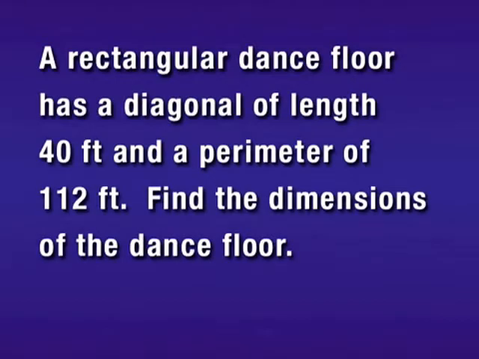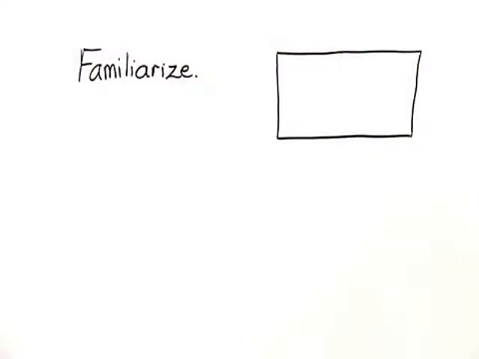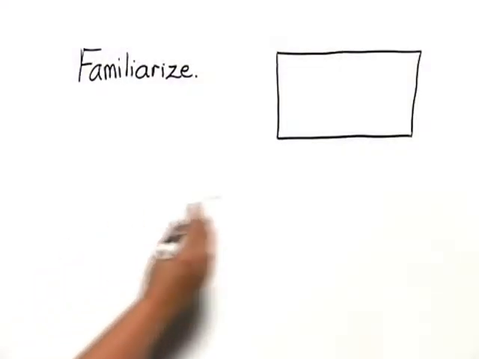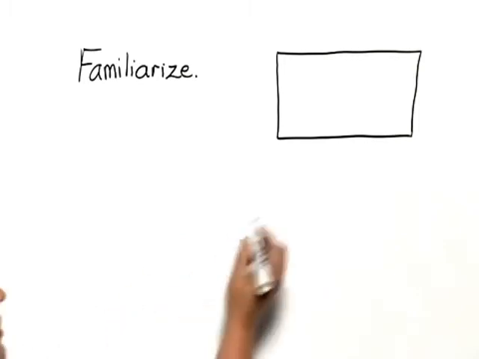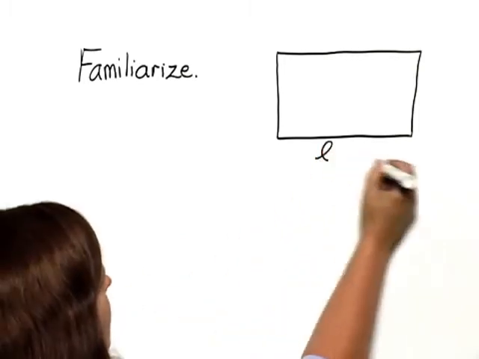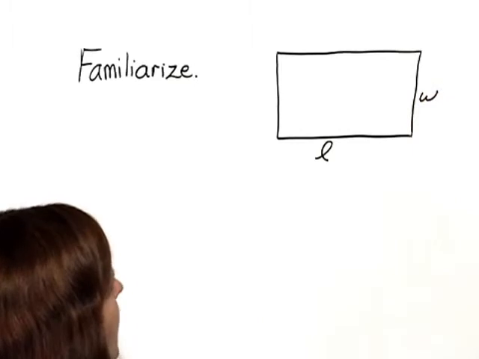A rectangular dance floor has a diagonal of length 40 feet and a perimeter of 112 feet. Find the dimensions of the dance floor. To familiarize ourselves with this problem, we'll draw a picture of the rectangular dance floor, and we'll label the length L and the width W.